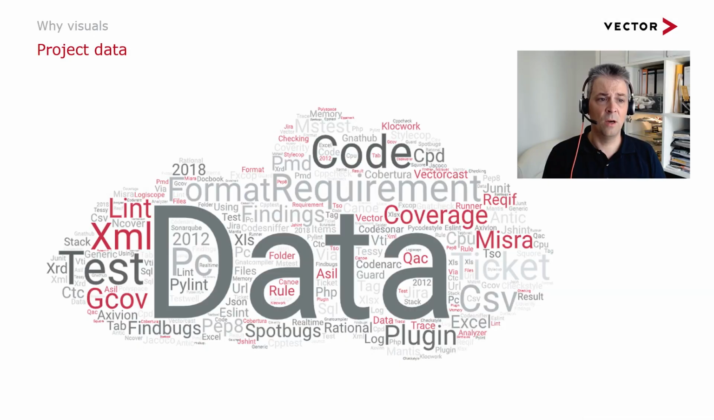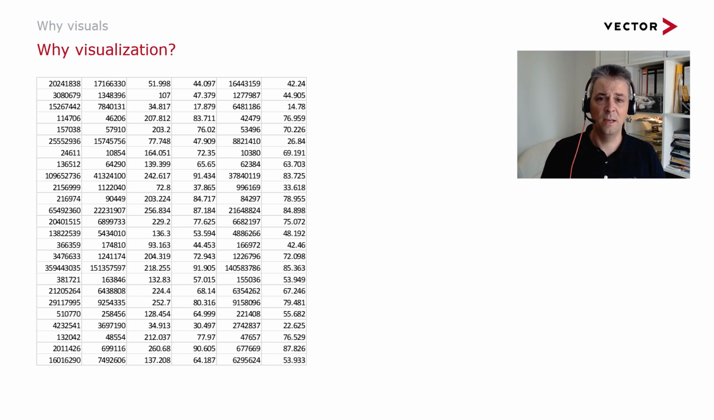But first, why do we need visuals? Because projects generate a lot of data that we could use to drive the project, but normally we don't because we are missing the overview. We have numbers, states, dates, links, results, categories, names, all that kind of information. But if we just look at the raw data, it is very difficult to make sense out of it.